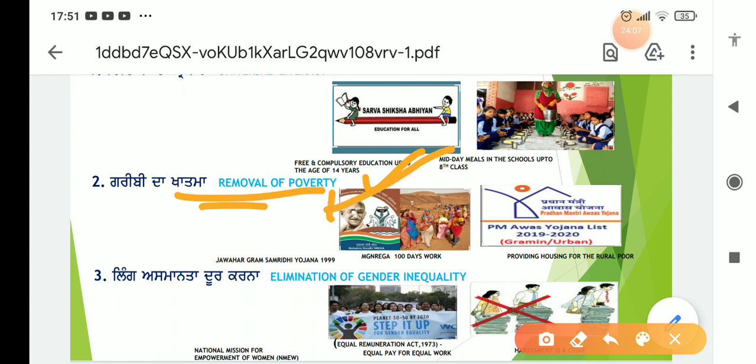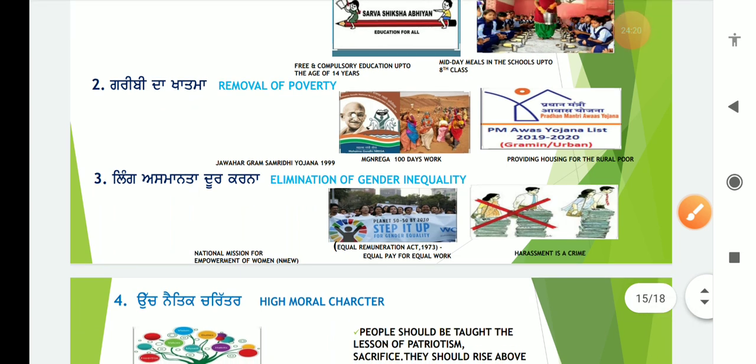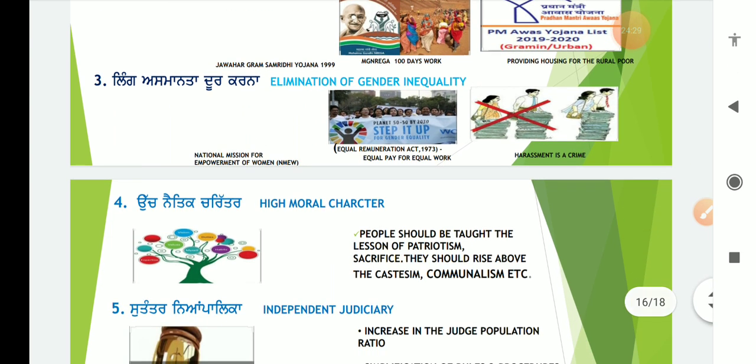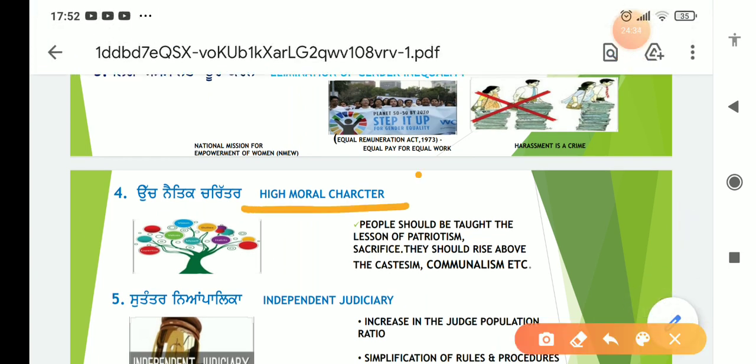They become an asset to the nation. When there is poverty, people are not satisfied. They do certain illegal activities that create problems, right? Then we have elimination of gender inequality. We should treat male and female equally, right? Then we should build high moral character. People should be taught the lesson of patriotism, sacrifice, honesty, right? And people should rise above caste, community and communalism.